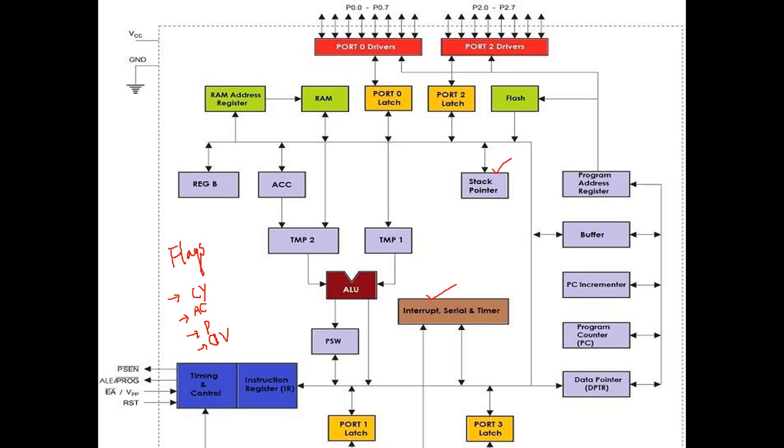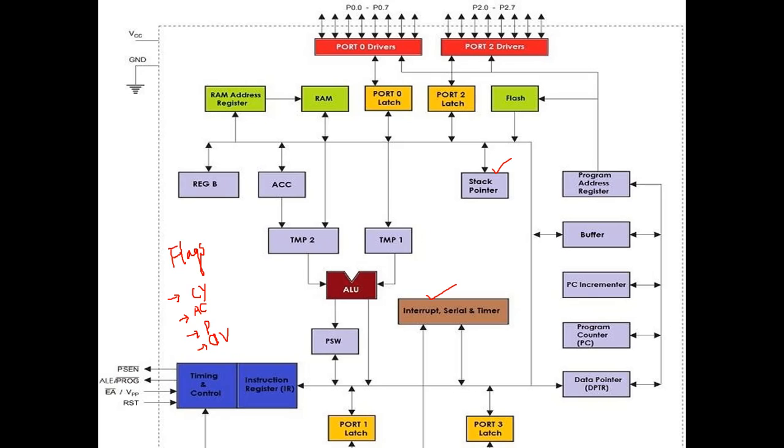We have a 16-bit stack register and a stack pointer. Basically, the stack register and stack pointer together work for the stack operation of the 8051 microcontroller. What do you mean by stack operation? It means when an interrupt service routine occurs, the controller or the ALU is going to execute that interrupt service routine while executing another program.